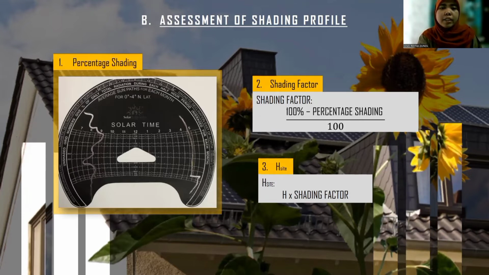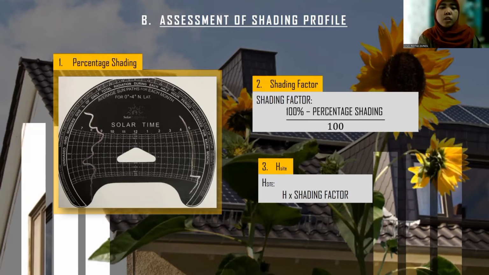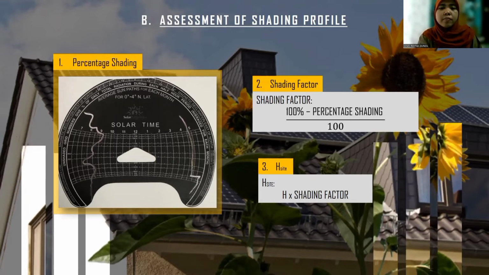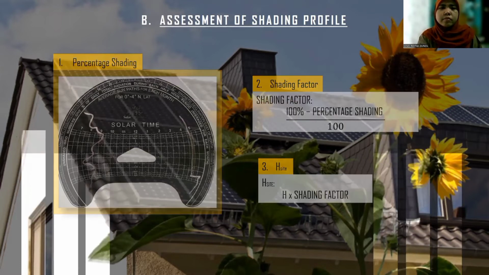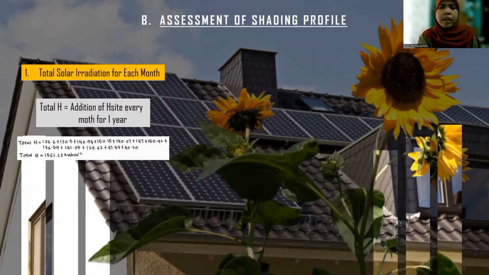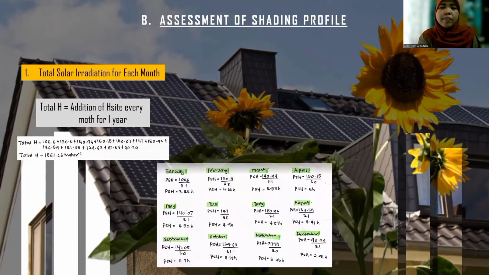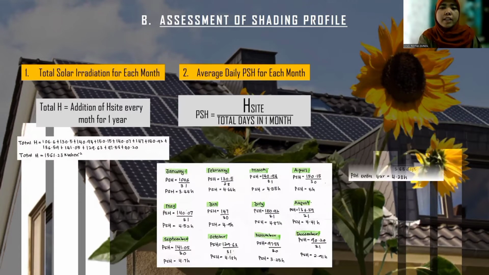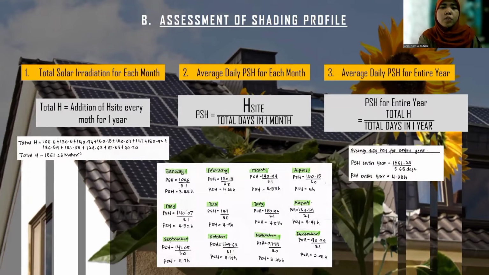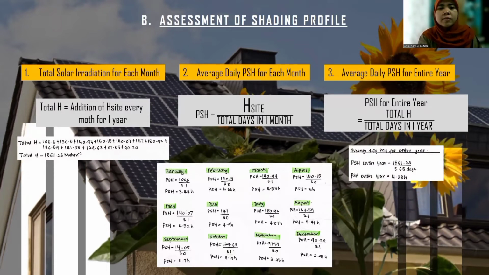After finishing the table, we need to calculate the total solar irradiation for each month, the average daily PSH for each month, and the average daily PSH for the entire year. It shows the formula, and also an example of calculation from raw data 1.